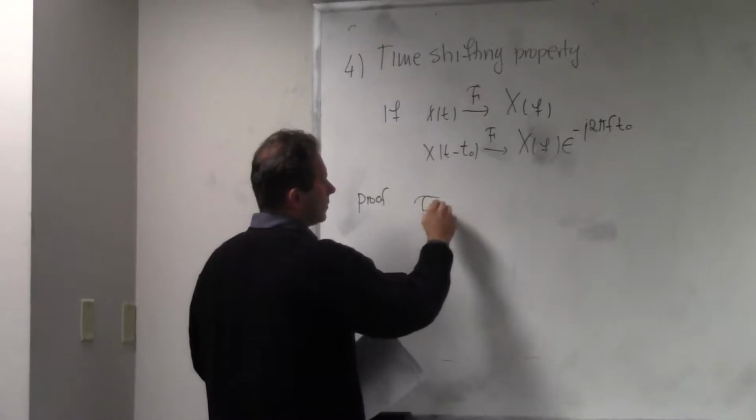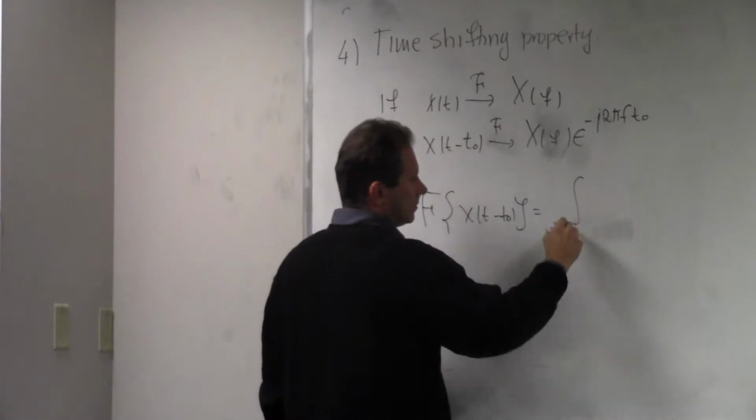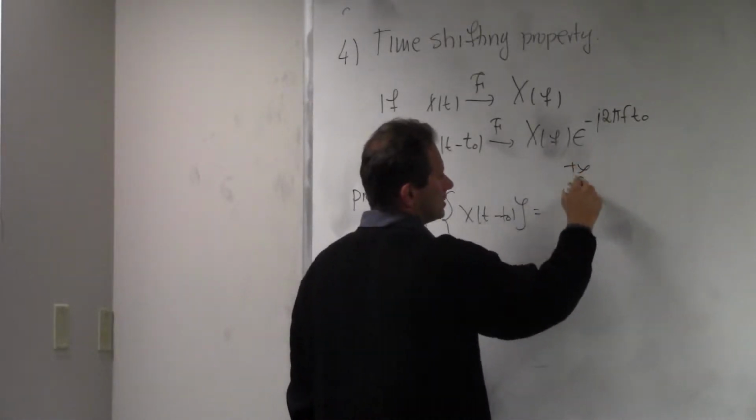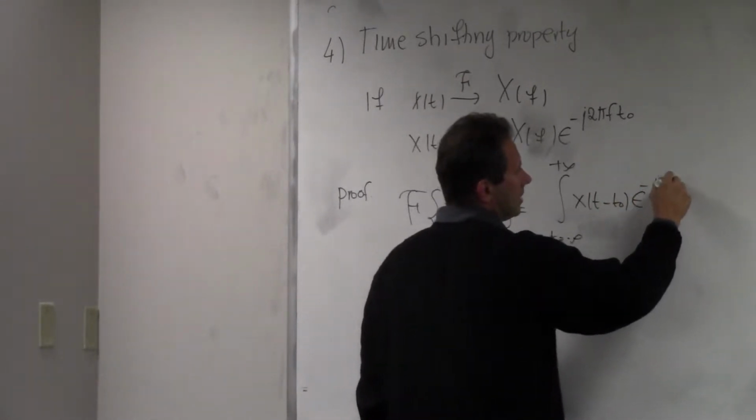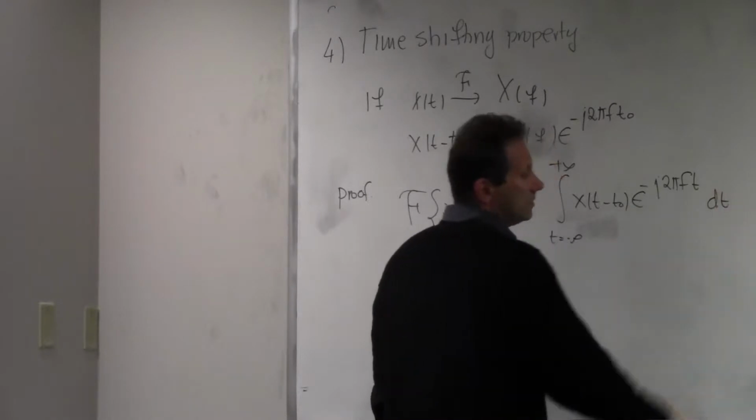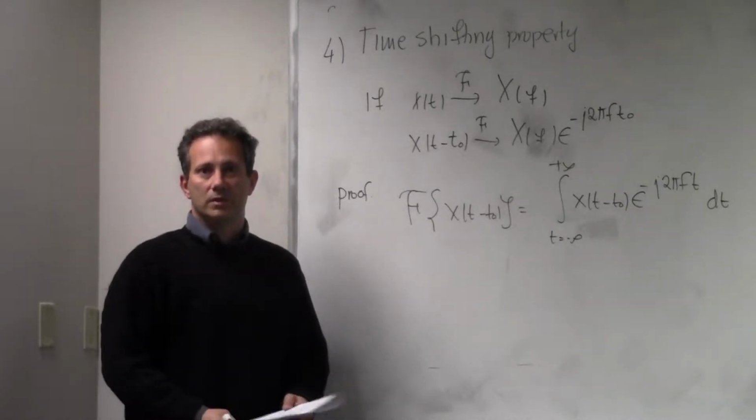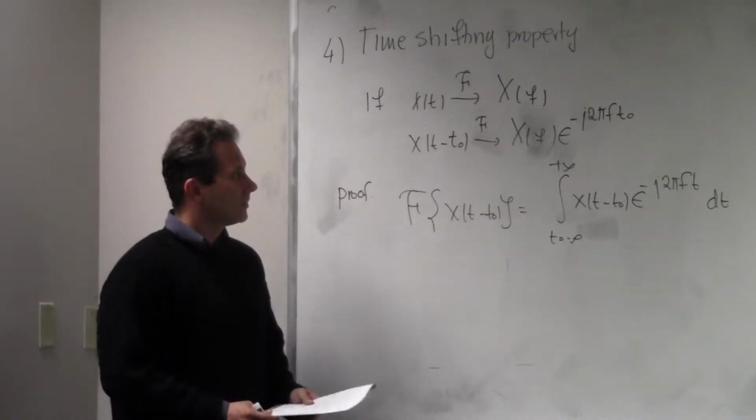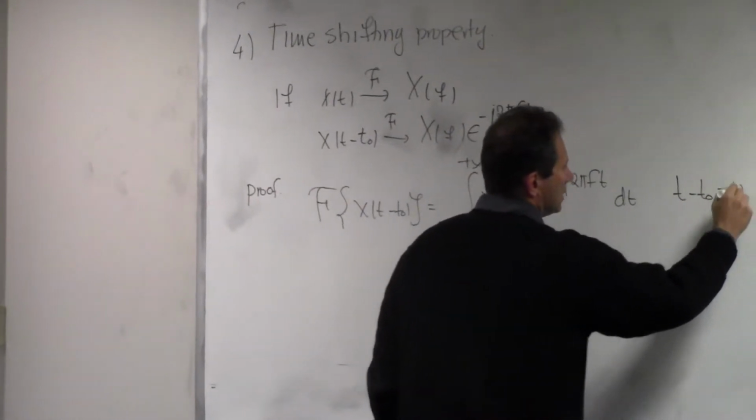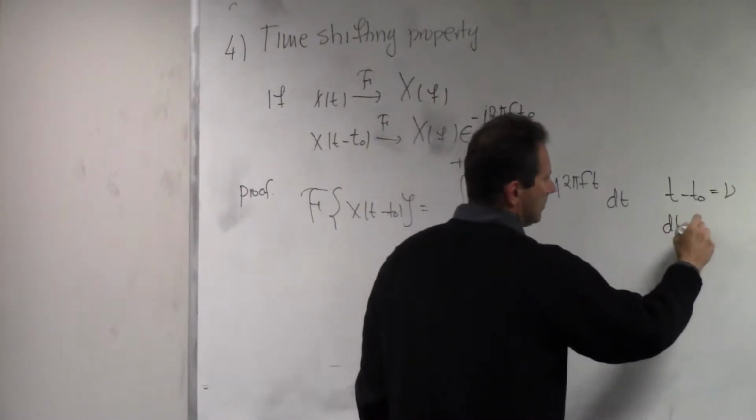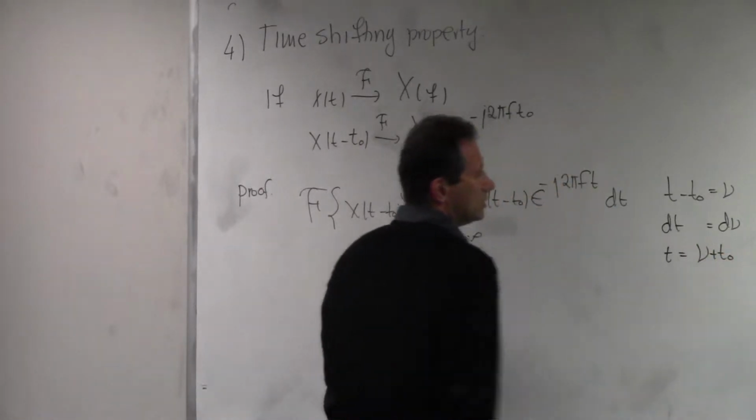Let's take a look at the Fourier transform of x of t minus t0. It is the integral when t goes from minus infinity to plus infinity of x of t minus t0 e to the minus j 2 pi f t dt. That's just a straightforward application of the Fourier transform formula. Now we're going to introduce this substitution: t minus t0 is equal to nu. Therefore, dt is the same as d nu, and t can be expressed as nu plus t0.